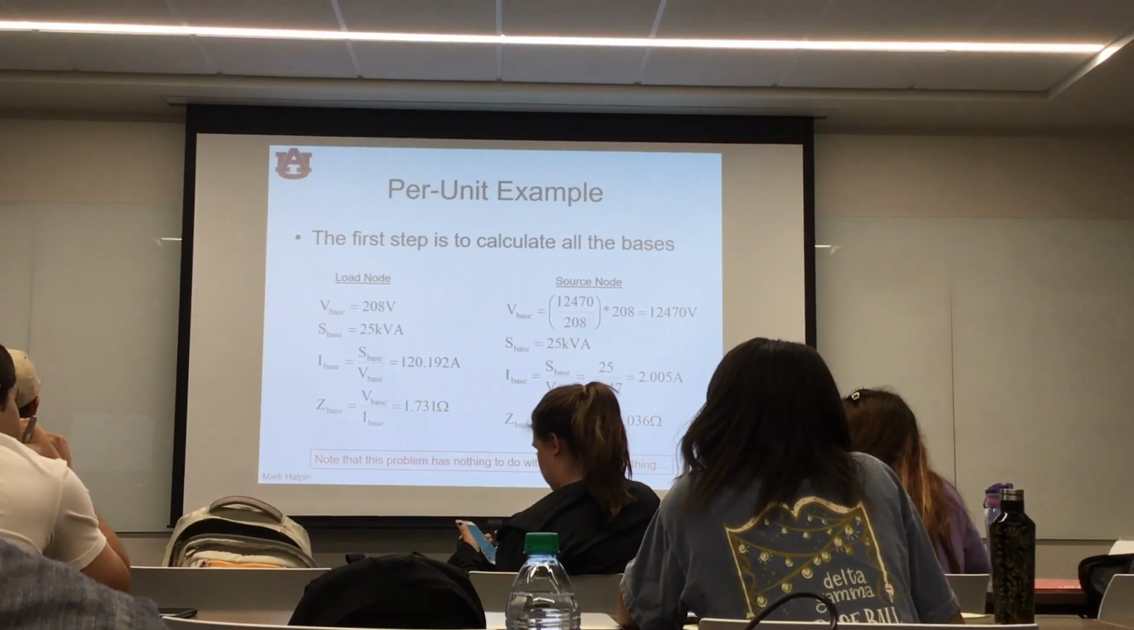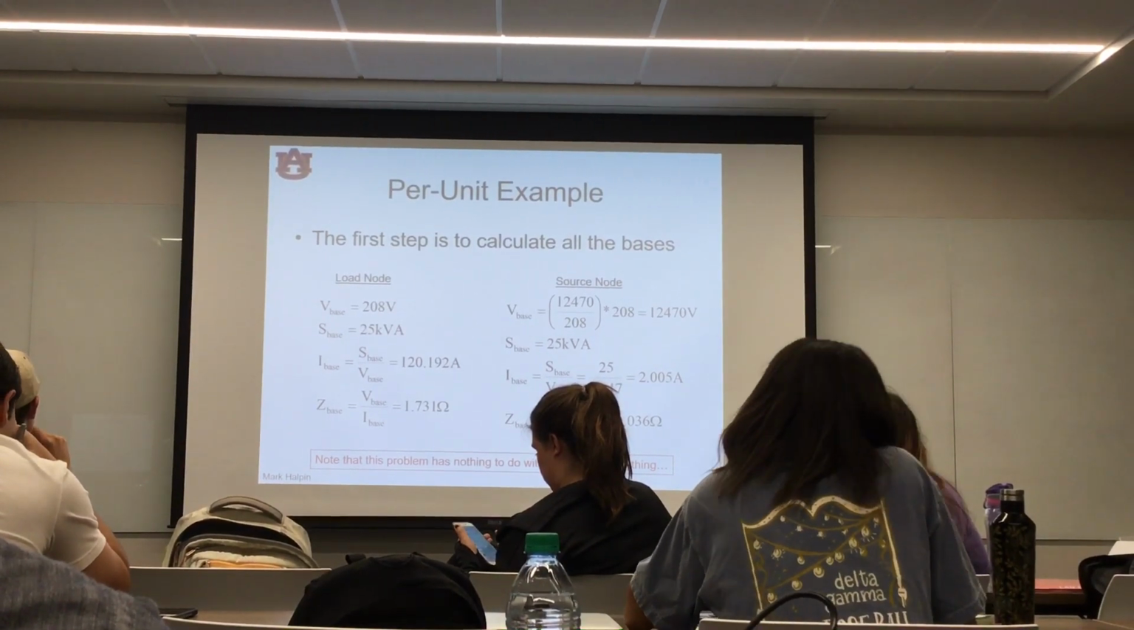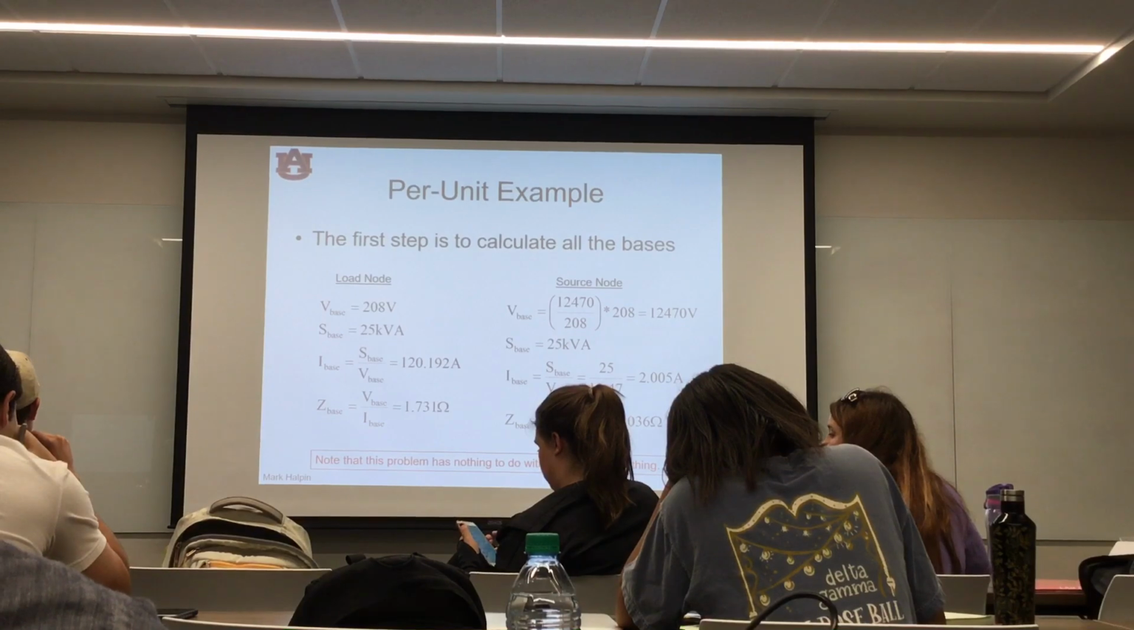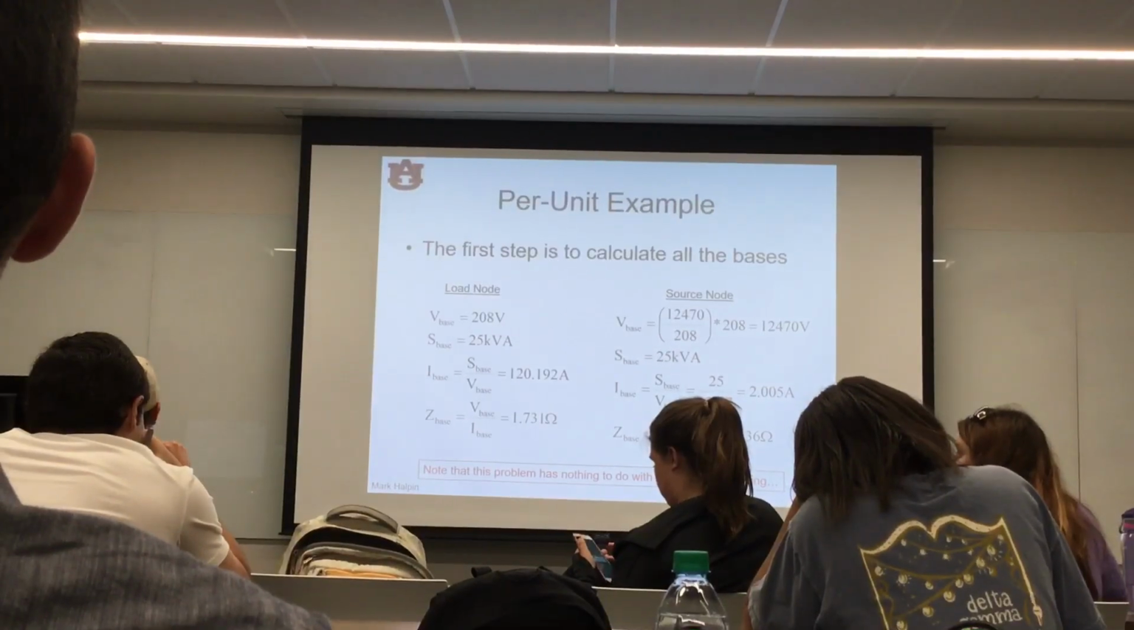Or 1 per unit means something to you, okay? But you could pick the square root of 43 pi for a base if you wanted to. But that makes no sense. We don't relate to that.